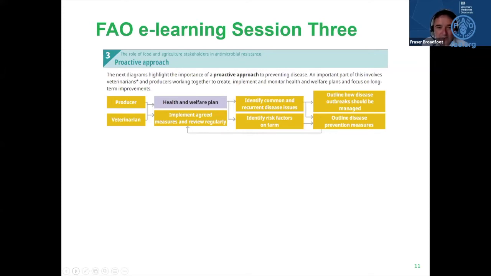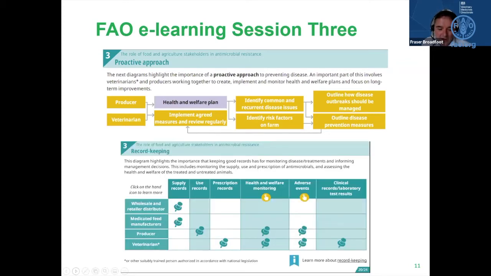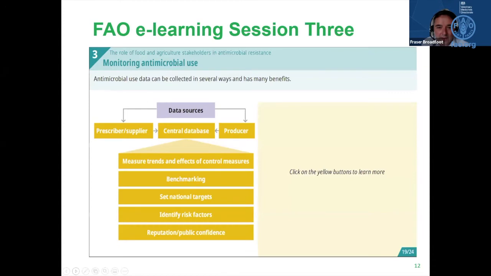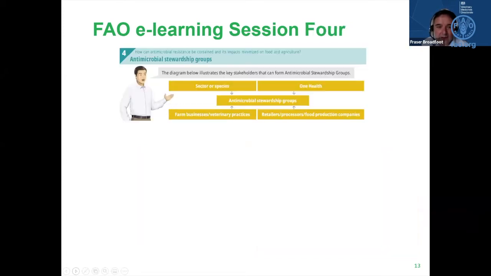So that's discussed within session 3, and you can see all these different areas. If you click on them, then you can get more information on the training. The training also covers the importance of record keeping, and that includes the recording of antibiotic use, but also monitoring the health and welfare of the animals on the farm as well, which is vitally important. Session 3 also talks a lot about antibiotic use and benchmarking. And as you can see on here, if you click on any of those yellow boxes, then you get a lot more information as well. So the e-learning will go into a lot more detail on the concepts that I've discussed.